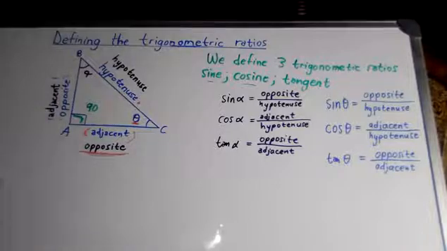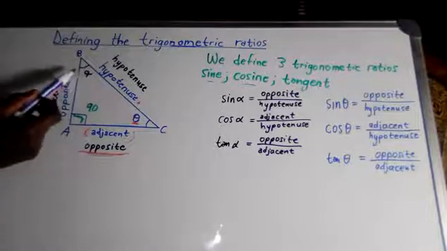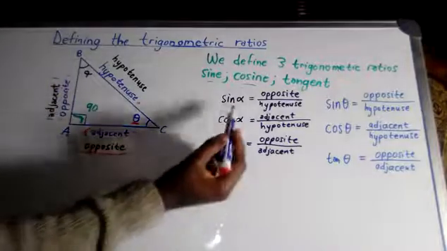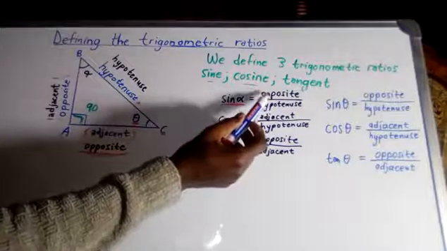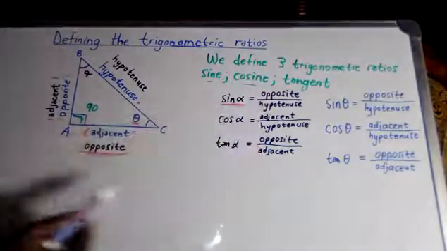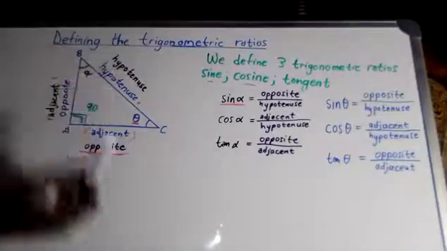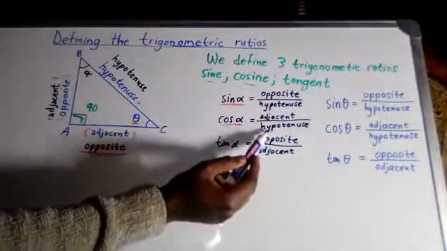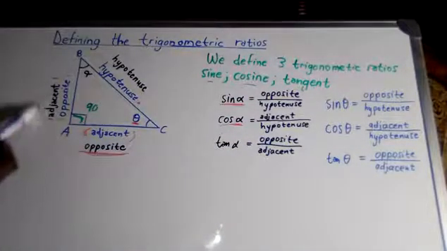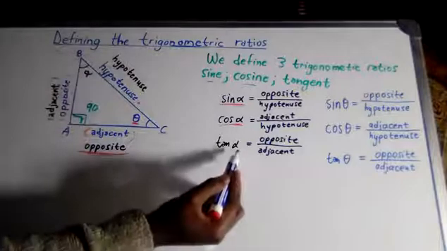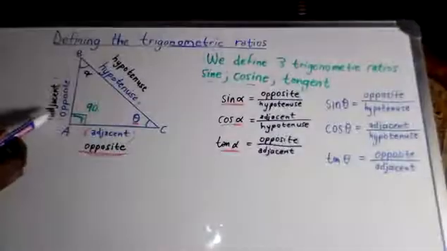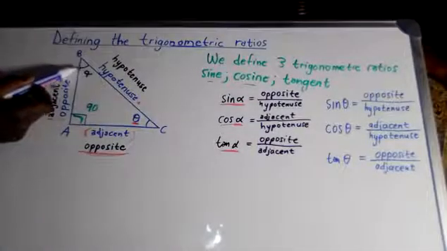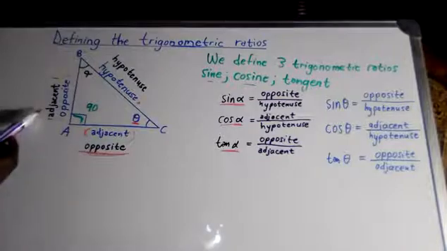So now, focusing on alpha, sine alpha is opposite over hypotenuse. Here, opposite over hypotenuse. Cos alpha is equal to adjacent over hypotenuse. Here is your new adjacent over hypotenuse. Tan alpha is opposite over adjacent. So tan of this angle alpha is equal to opposite over adjacent.